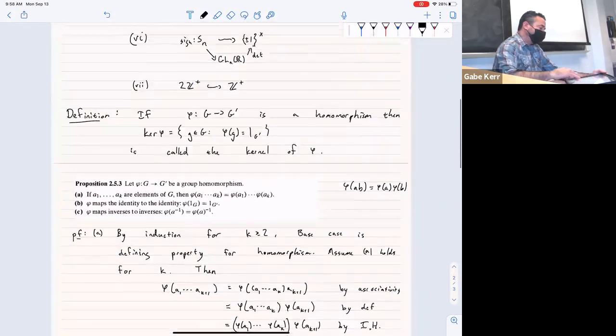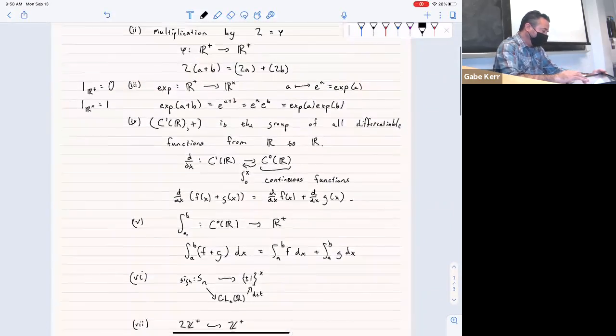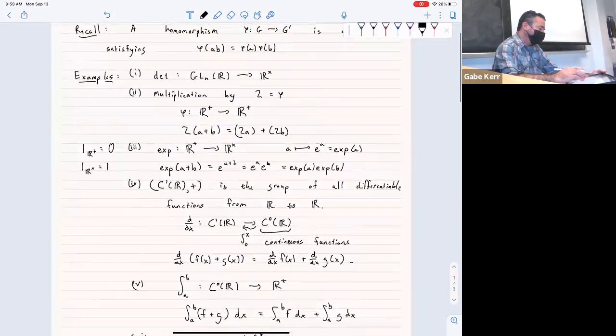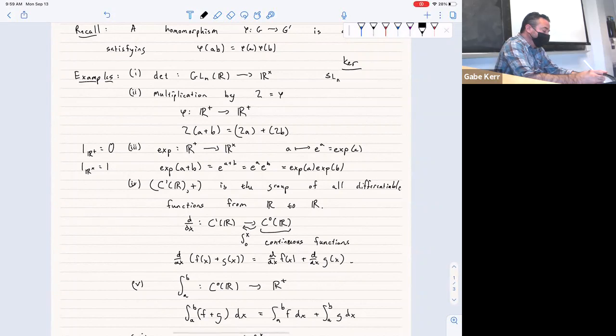Let's take a look and see some of these kernels. I gave one example, but maybe we should look at a few more. So let's illustrate kernels here. The kernel of the determinant map actually has its own name. It's so useful. It's called the special linear group.